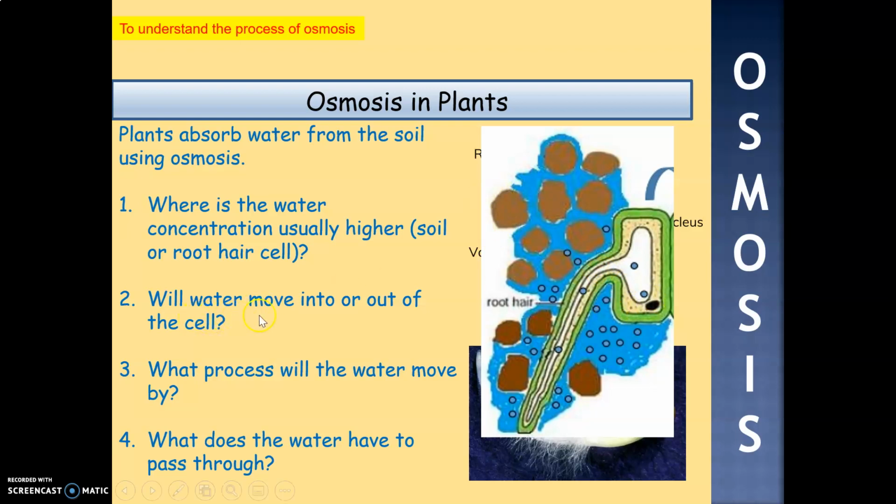Thank you. Will water move into or out of the cell? So water will move into the cell because water is what? The concentration of water in the soil is higher than the root hair. Thank you. What process will the water move by? Of course, osmosis. So the process will be what? Osmosis. So what does the water have to pass through? The water will have to pass through the cell membrane of the cell, the cell membrane of the root hair cell.